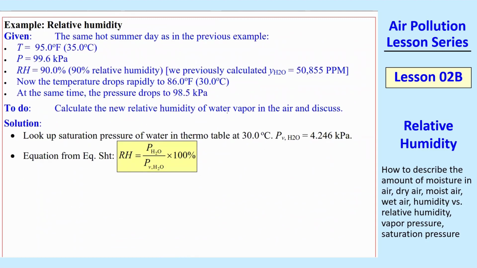Okay, let's do another quick example. The same hot summer day, so it's 95 degrees, pressure's the same, relative humidity is the same. But now something happens here, and that is that the temperature suddenly drops rapidly to 86 degrees or 30 degrees C, and the pressure also drops. So meteorologists would say a cold front has moved in. Calculate the new relative humidity of the water vapor in the air.